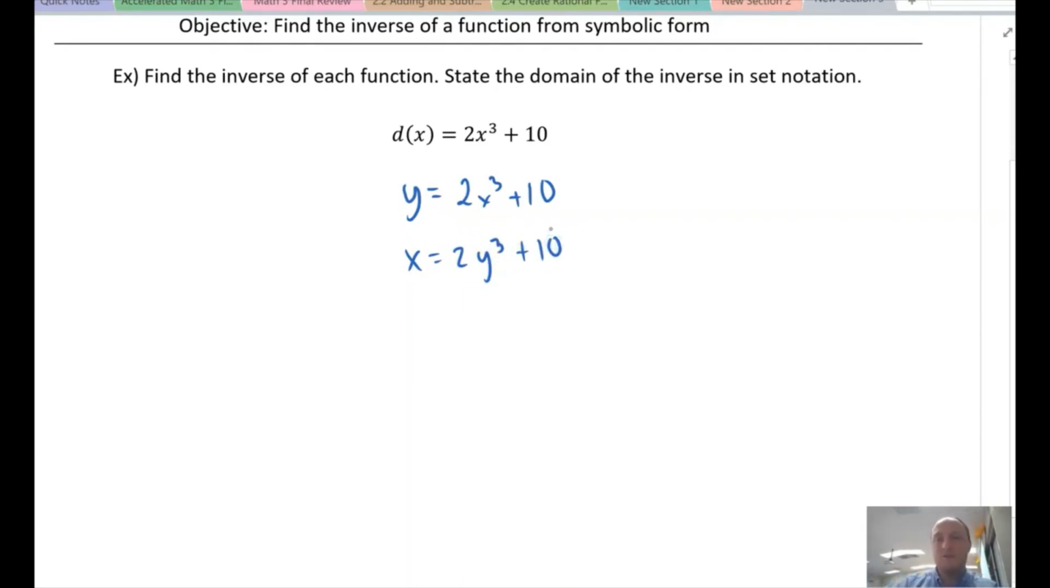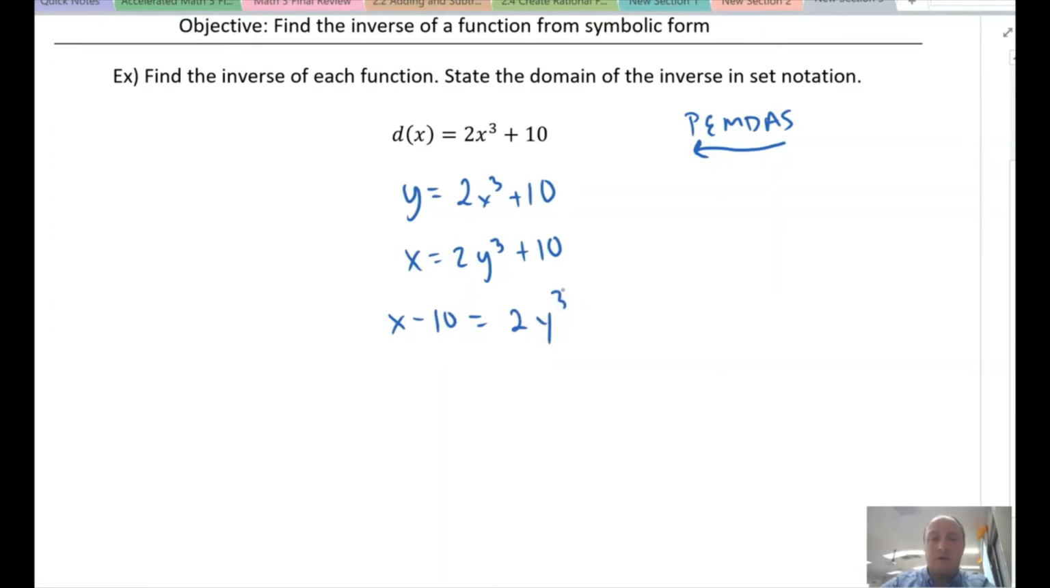Okay, now I want to solve. There's a lot going on here, and people often make mistakes in undoing or isolating a variable. So here's PEMDAS. Again, if you're undoing stuff, you work backwards. So I'm going to subtract 10 on both sides. x minus 10 is equal to 2y cubed.